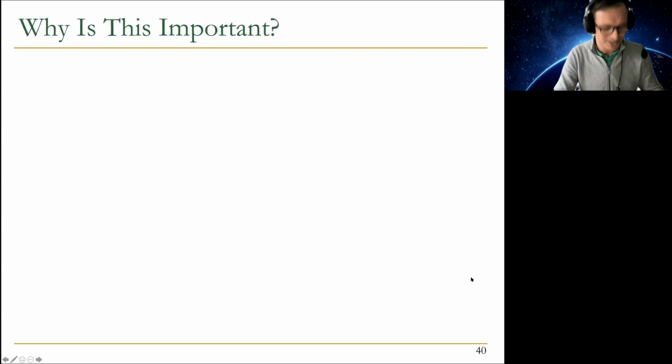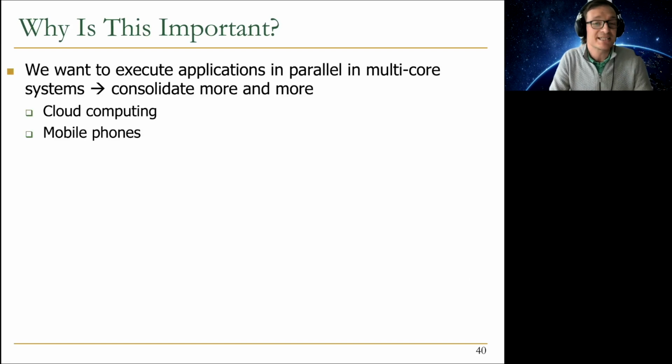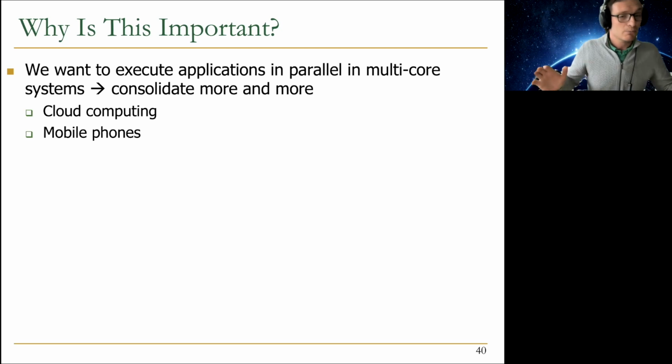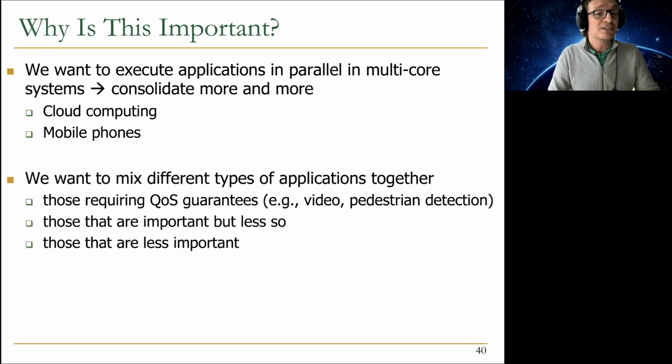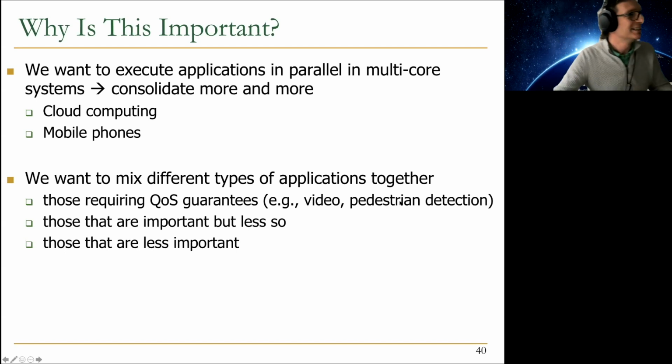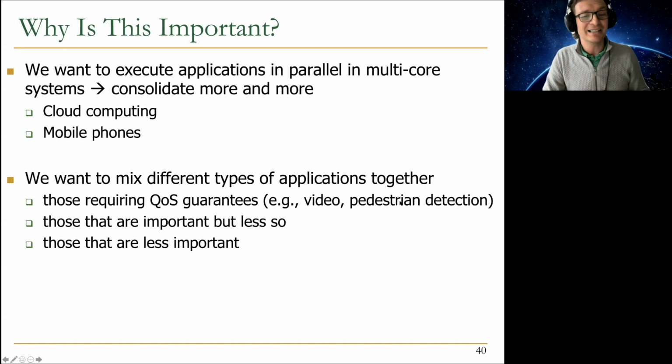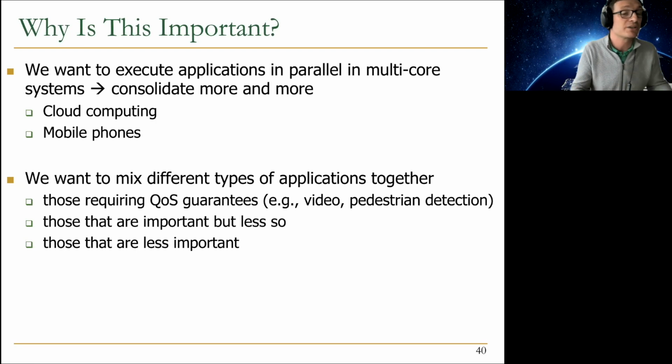Okay, why is this important? I think I gave you the importance of this, but let me cover this a little bit more. Basically, we want to execute applications in parallel in multi-core systems, consolidate more and more, put more and more efficiently in cloud computing and mobile phones. And we want to mix different types of applications together, those requiring quality of service guarantees, for example, pedestrian detection in a self-driving car, and something else in a self-driving car. You collocate them for some reason so that you can actually improve efficiency.